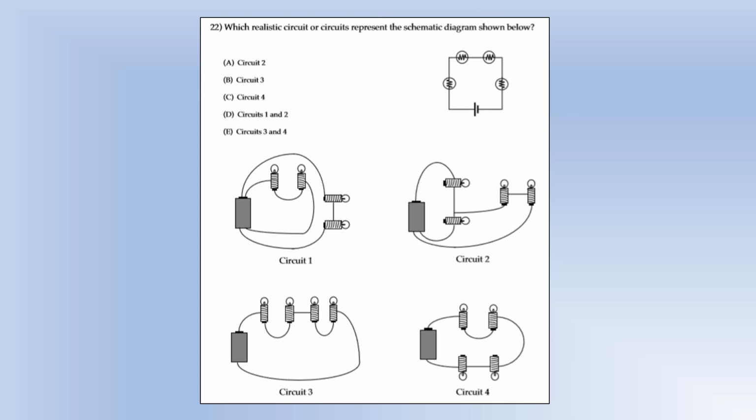Okay, so the correct answer is just circuit 3. Circuit 1 has two parallel loops of light bulbs in there, so that doesn't work. Circuit 2 also has a parallel section as well, so that's not going to work. Circuit 3, each light bulb has two connections, each leading into the next one, so they're clearly in series.